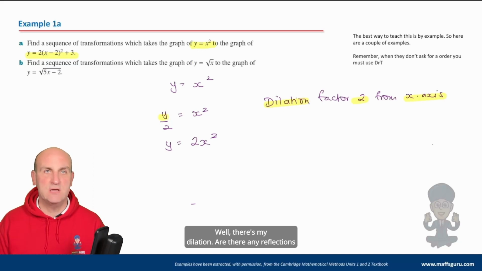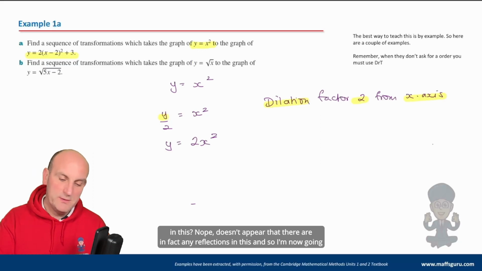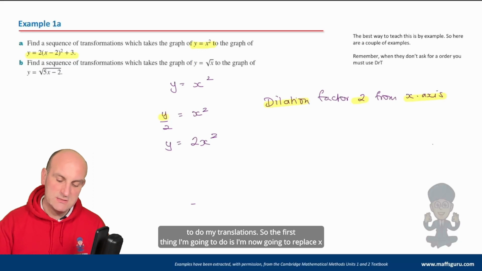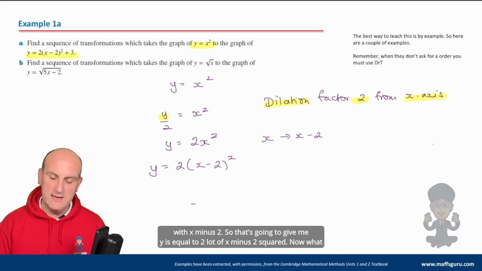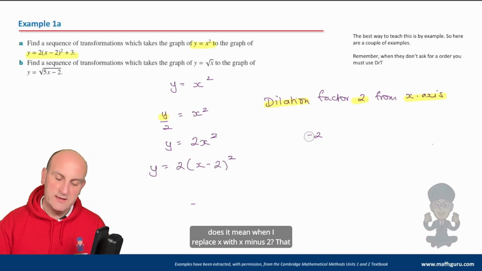So what am I going to do now? Well, there's my dilations. Are there any reflections in this? Nope, there aren't in fact any reflections in this. And so I'm now going to do my translations. So the first thing I'm going to do is replace x with x minus 2. So that's going to give me y is equal to 2 lots of x minus 2 squared.